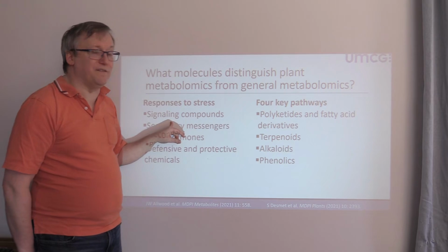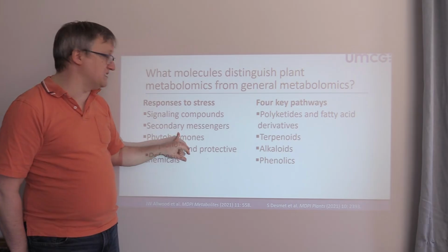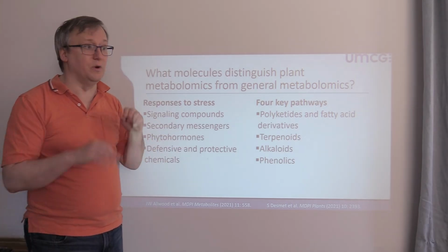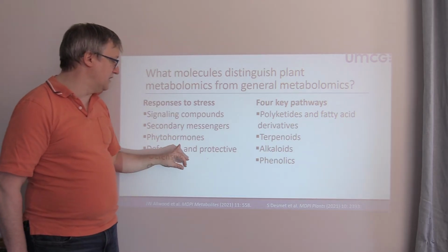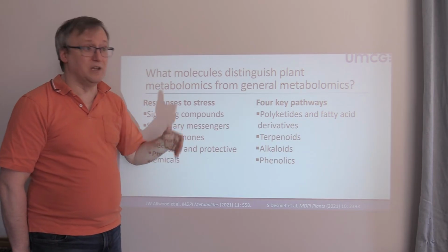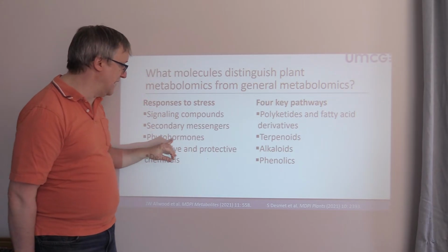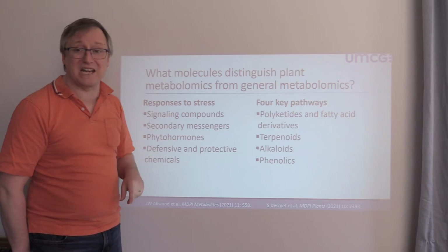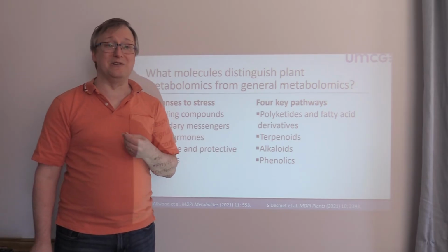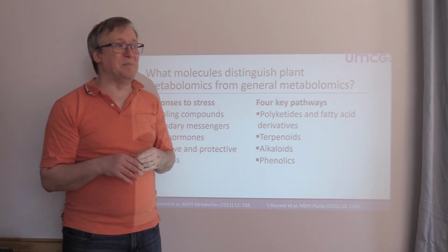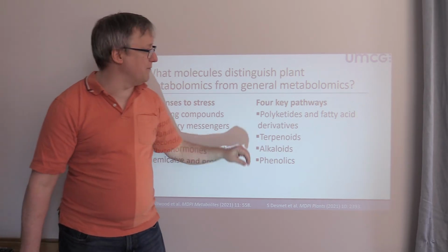So we can find that signaling compounds used in plants can be of unusual diversity. Secondary messengers can be very interesting to understand how signals are transmitted through plant cells. Phytohormones are interesting because the plant needs to be able to send different signals from one part of the plant to another. Defensive and protective chemicals. Certainly there are lots of plants that make use of chemistry to send away obnoxious animals that might eat the plant, for example. So there's plenty of information there.